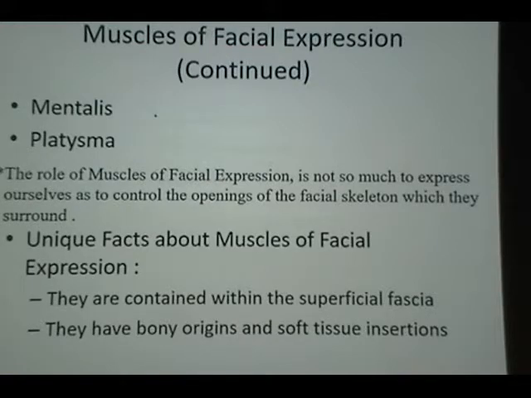that's the mentalis muscle, right in the midline. It attaches from your menton, your chin button, to each side of the center of your lower lip. Okay?